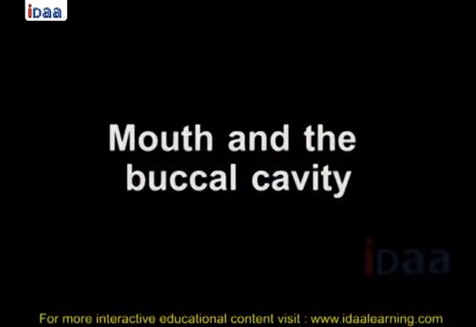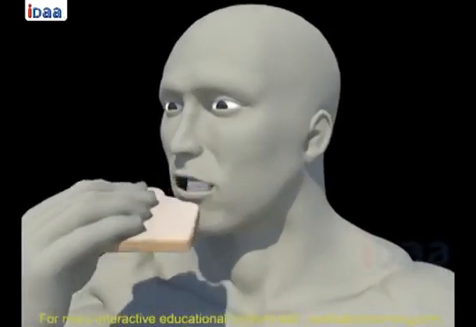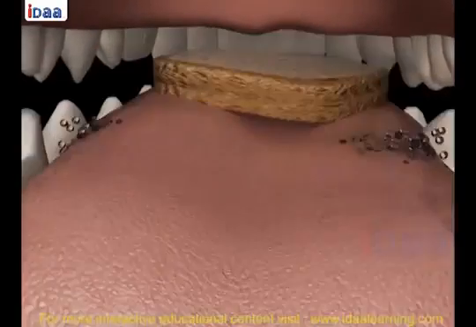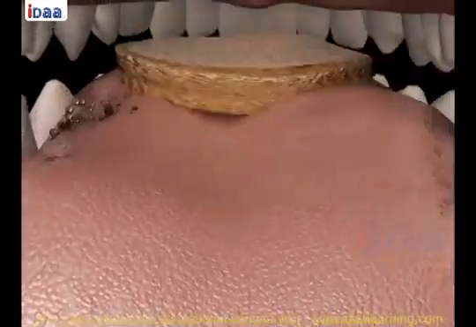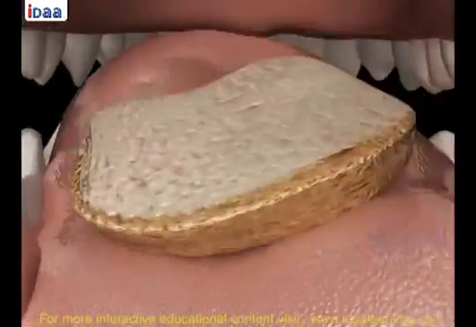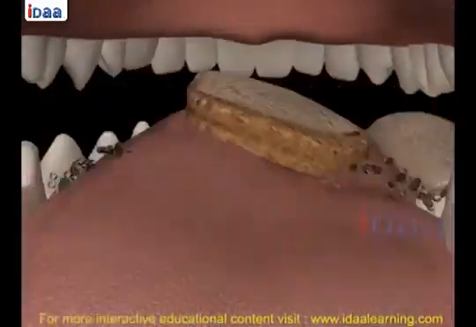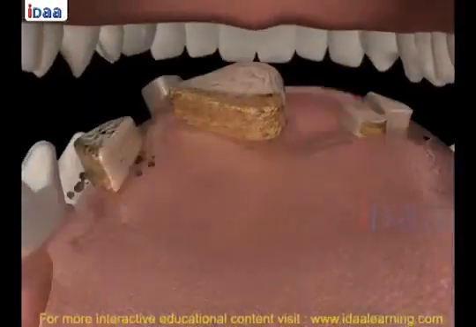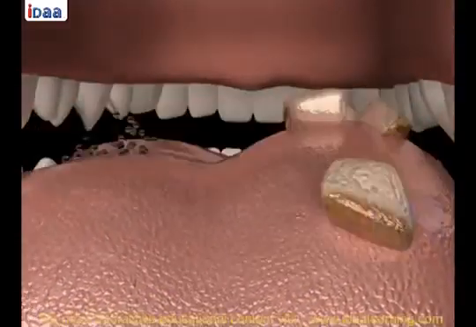Mouth and the buccal cavity. Food intake in human beings is through mouth. This process of taking food is called ingestion. Chewing food is very necessary for proper digestion as digestion process starts in the mouth itself. What happens during chewing? The large pieces of food we eat are mechanically broken down into small pieces. Teeth help us in doing so.